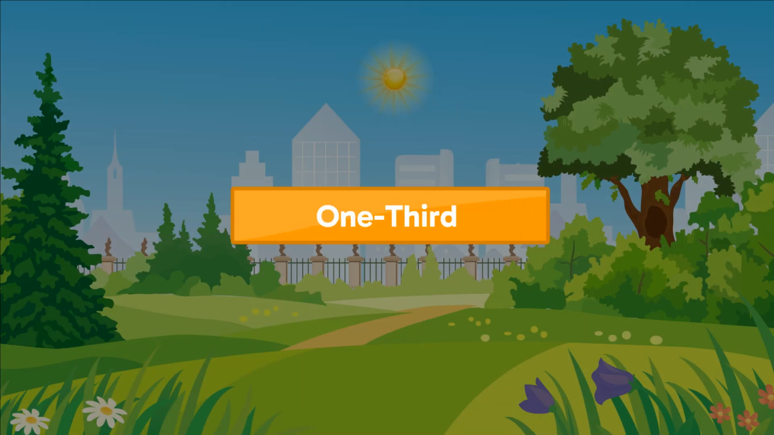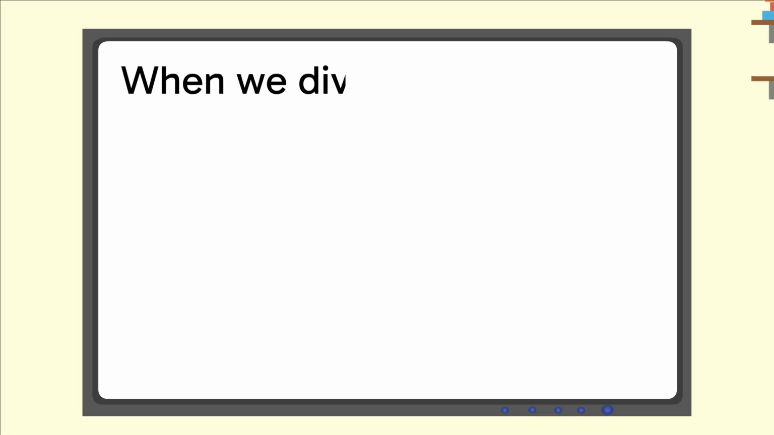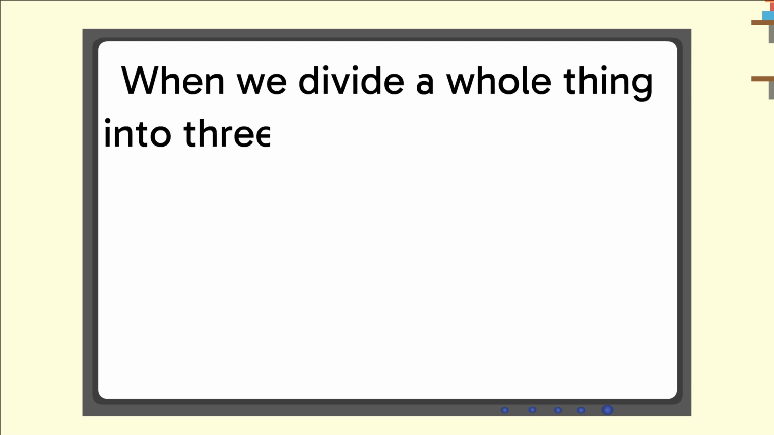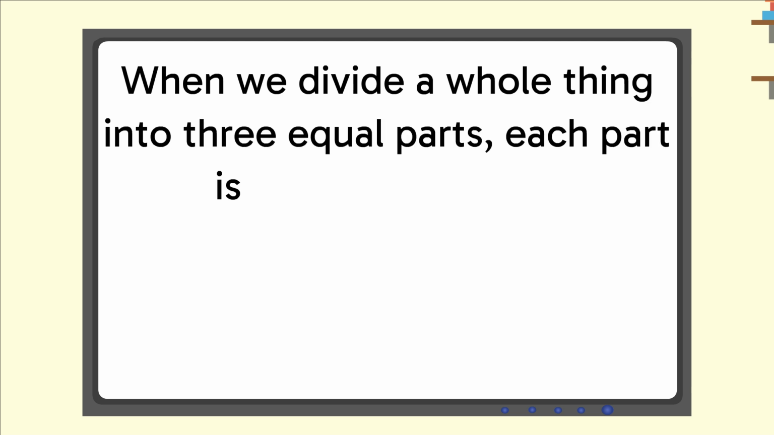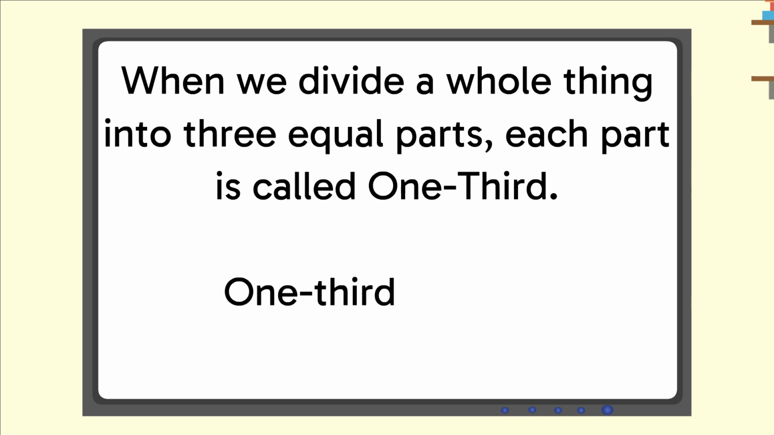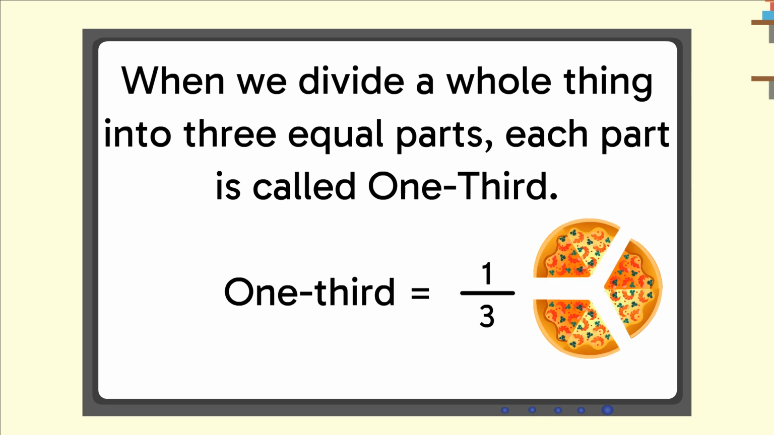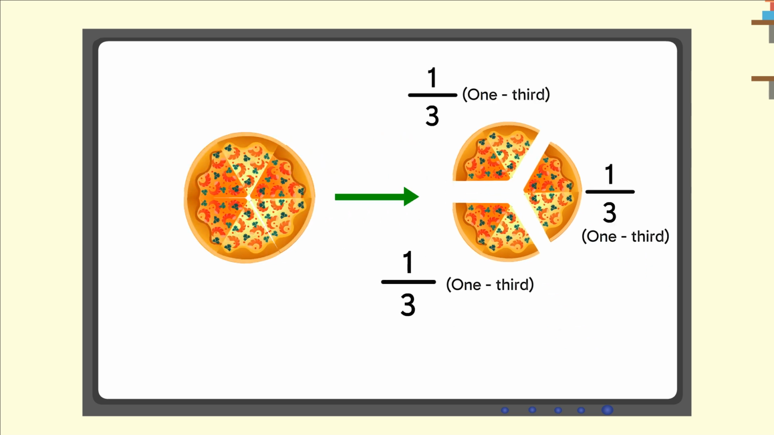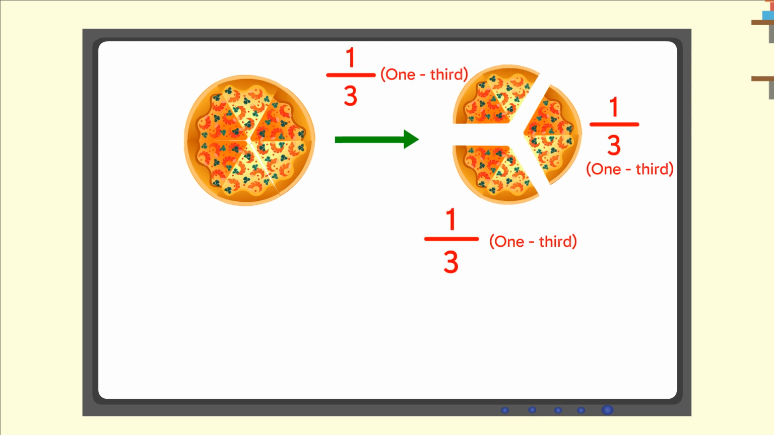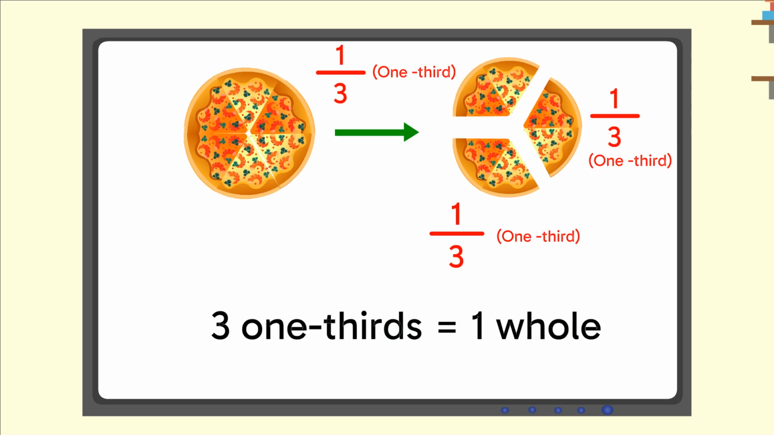One third. When we divide a whole thing into three equal parts, each part is called one third, written like this. Divide a pizza in three equal parts. Each part of pizza is one third of the whole. We read it as 1 upon 3 or 1 by 3. 3 one-thirds make a whole.